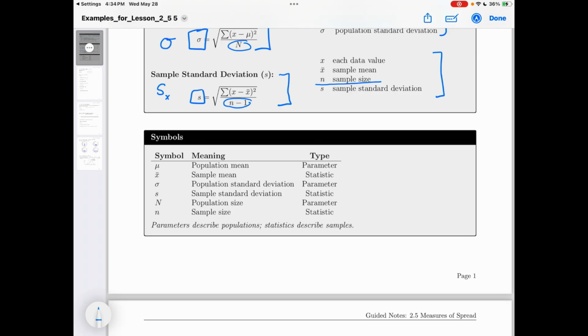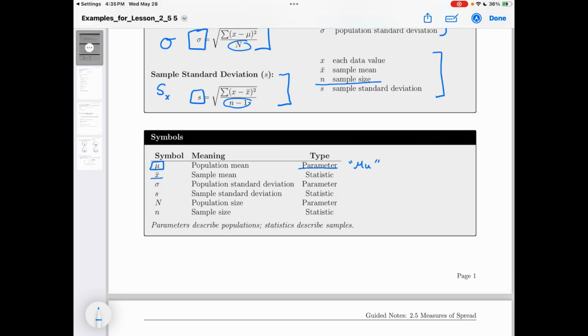So since we're reviewing parameters and statistics, I created a chart here that summarizes the different symbols so far of what we talked about. So when we're talking about a mean, but it's calculated based on the entire population, then we use this Greek letter here. It's pronounced mu. So that represents the mean of the population, and because it's coming from a population, it's considered a parameter.